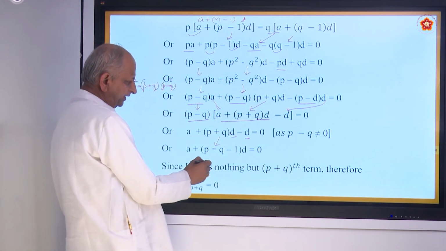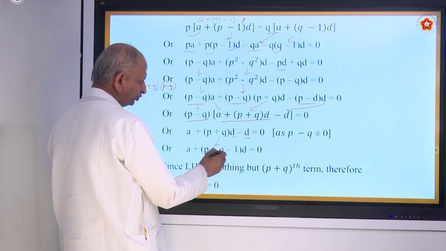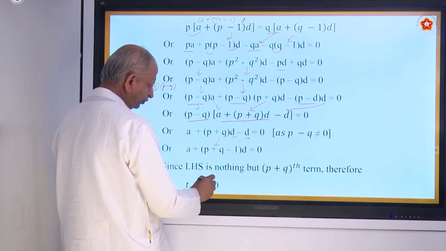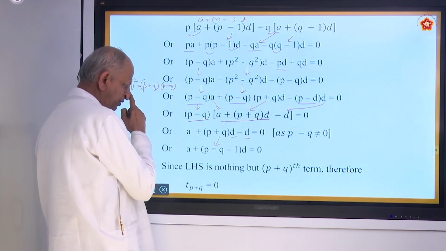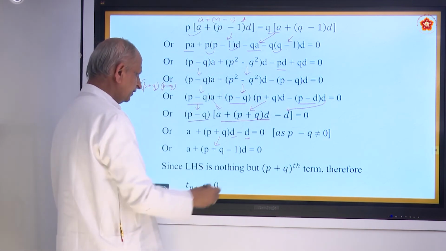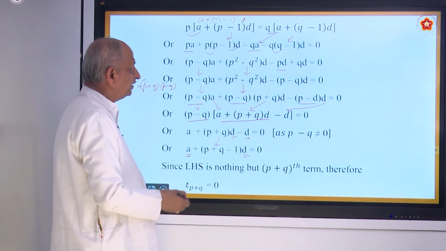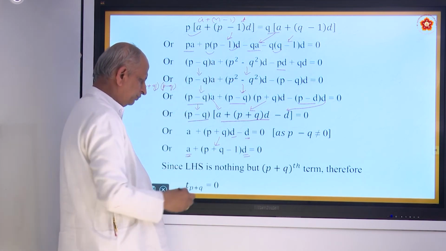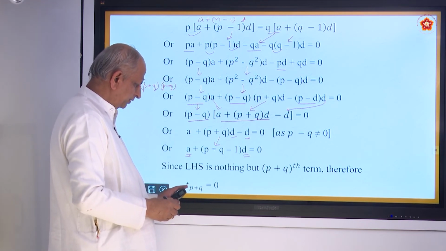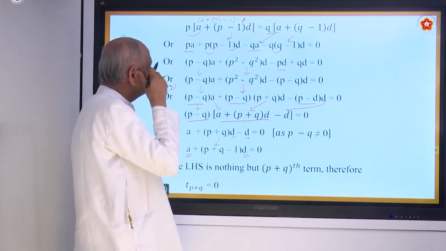So the left hand side is nothing but the P plus Qth term. Therefore T of P plus Q is equal to 0. So this is the answer. This is the P plus Qth term, as you know the formula, A plus n minus 1 into D. This is the common difference, this is the first term and this is the n minus 1. N means P plus Q. So T of P plus Q, the P plus Qth term, is equal to 0. Is it clear? So, note it correctly.